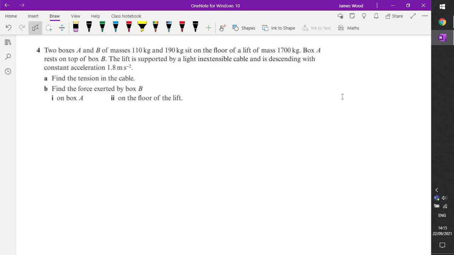Okay, so in this question, I'm just going to draw myself a diagram out. There's a few things that are different in this question compared to the last one, but the method is the same. Okay, so here's my lift. I've got the cable up here. I've got my two boxes.